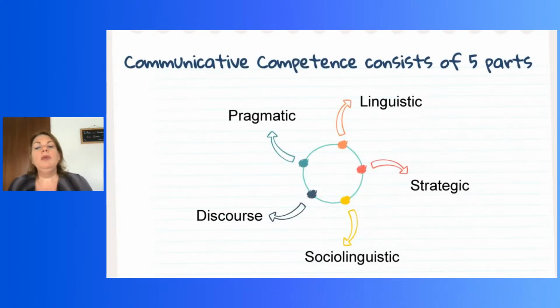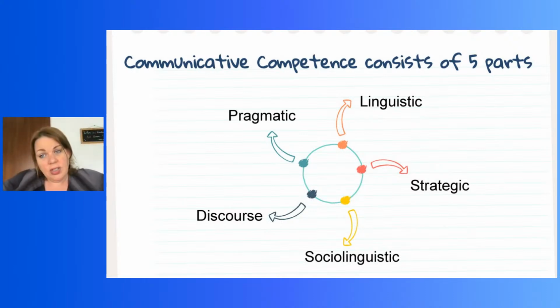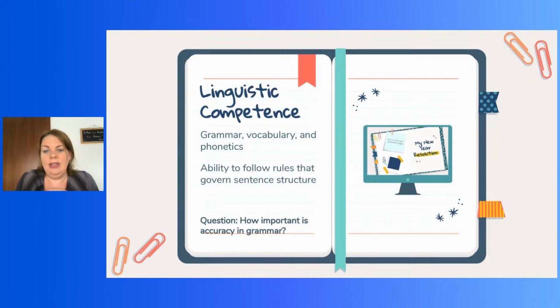Okay. Communicative competence consists of 5 parts. Some people say it's 4 parts, but more recent research says it's 5 parts. So we have linguistic competence, strategic competence, sociolinguistic competence, discourse competence, and pragmatic competence. So communicative competence is like the broad, overarching term that we use. And within communicative competence, we have these 5 parts, and they're all competences also. We're going to look at what each one entails on these slides.